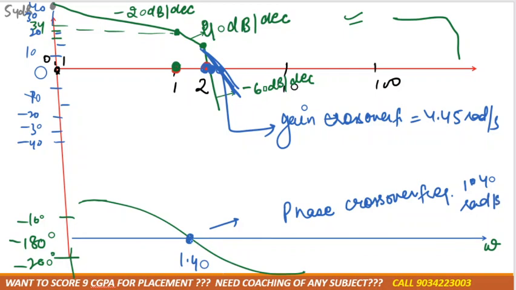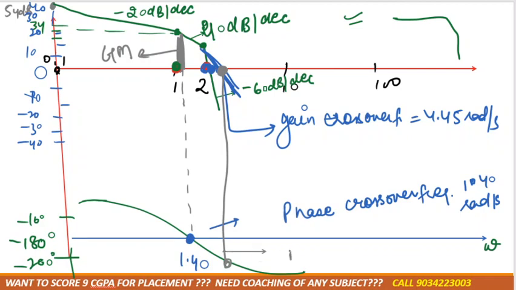Now what we need to do? We need to extend this graph. If we extend the graph of the phase crossover frequency on the above side, it will give the gain margin. If I extend the graph of the gain crossover frequency towards the downward side, it will give the phase margin. Phase margin you will get in negative form, that would be minus 50.3. Understood?